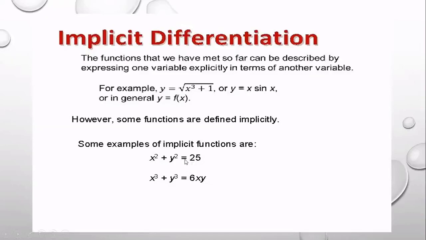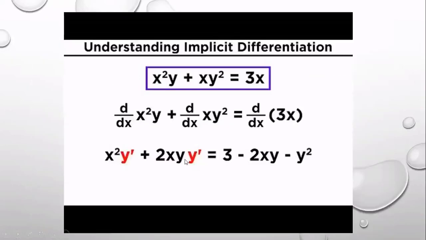So here you will see very clearly, understanding implicit differentiation: x square y plus xy square equal to 3x. What is the derivative of this? This is also implicit differentiation. If you differentiate, first you differentiate this, then you differentiate this, then you differentiate this. So differentiate before the equal sign, after the equal sign also.